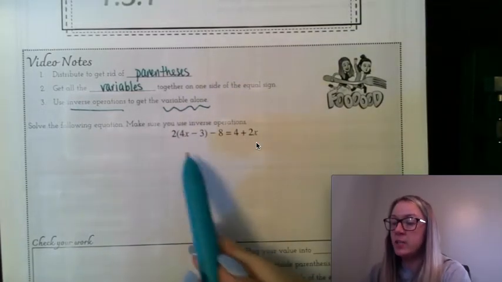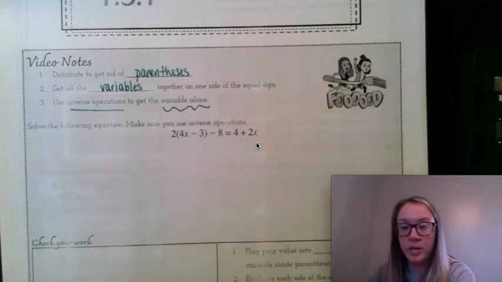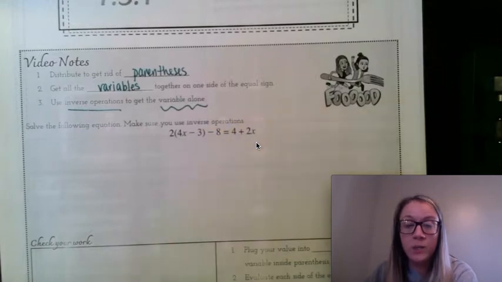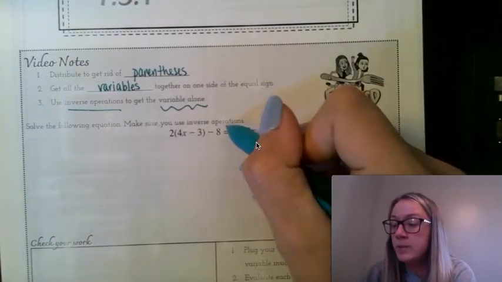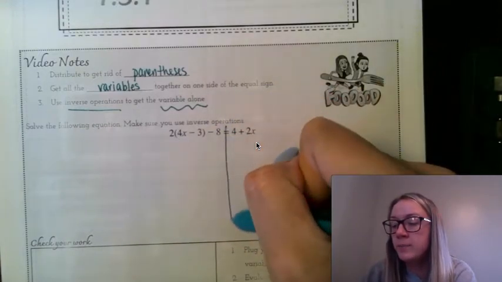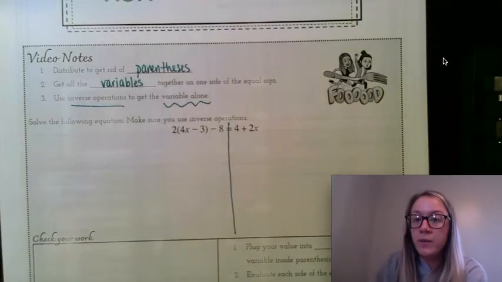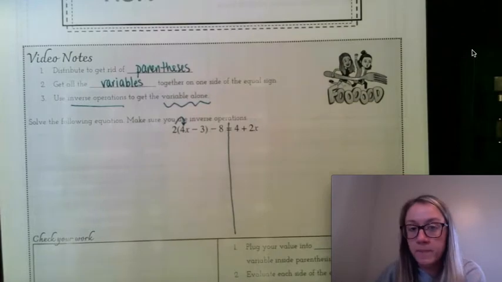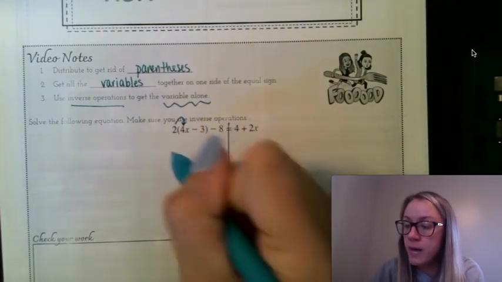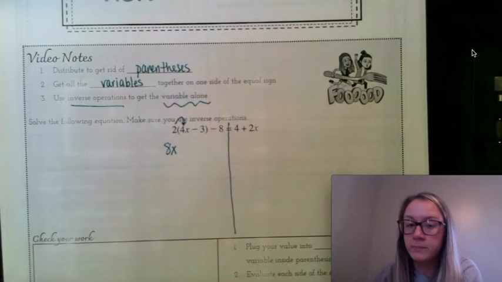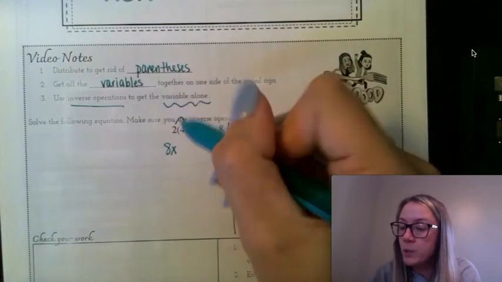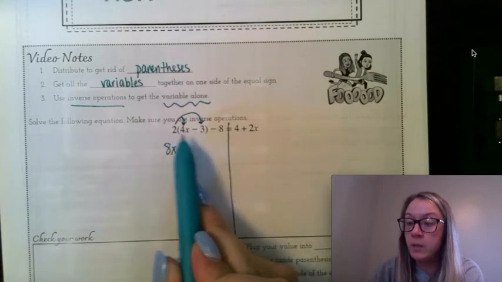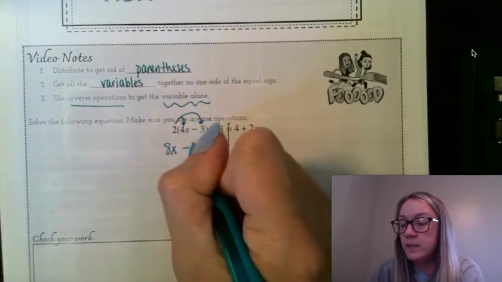So for this equation, we're just going to go through one example and then we're going to check our work underneath. I do notice that I have parentheses, so I want to start by getting rid of those. I'm still going to draw a line through my equal sign. So for this one, I'm distributing 2 to my 4x first. So 2 times 4x is 8x. Then I'm also going to distribute 2 times, this is a negative 3. 2 times negative 3 is a negative 6.